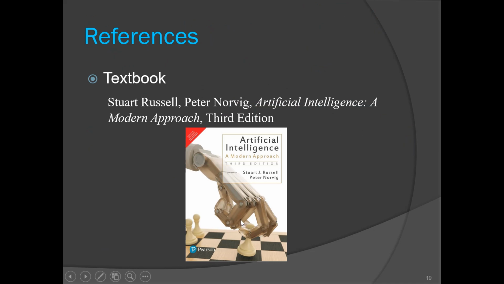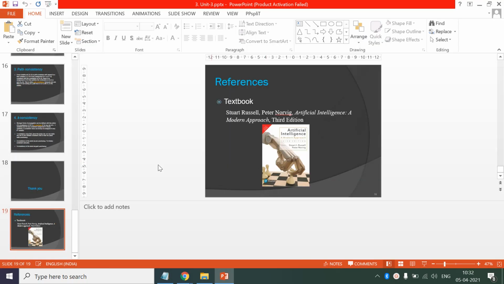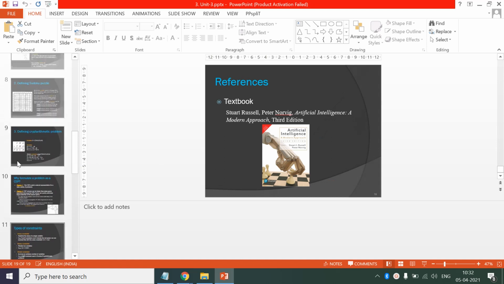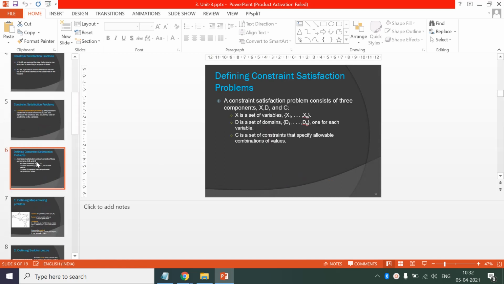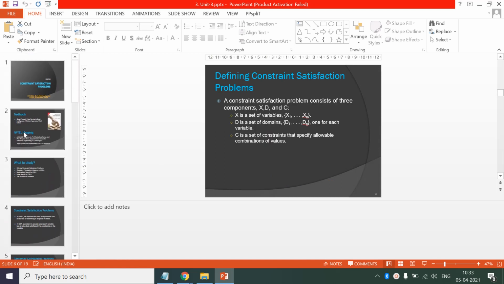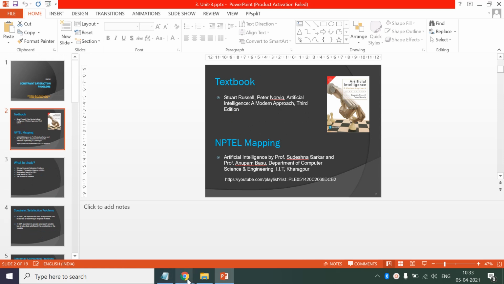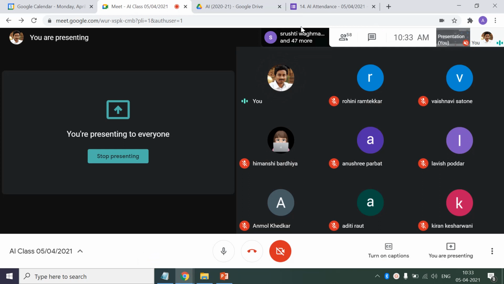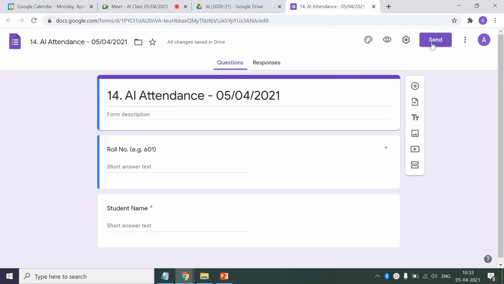Any doubt? Okay, please refer to the textbook. If you don't understand any terminology, refer to the textbook. Everything will be clear because a number of examples are given in the textbook.